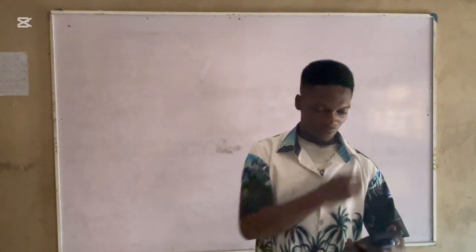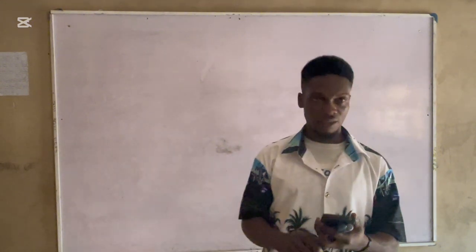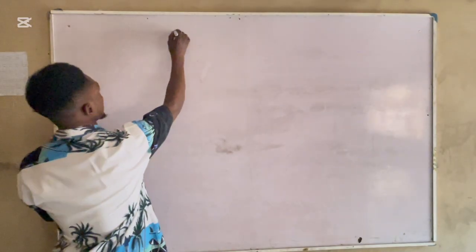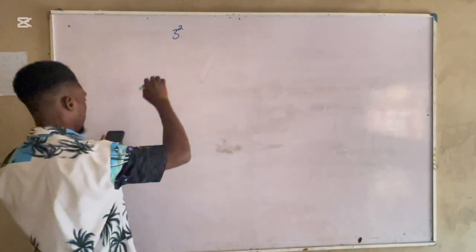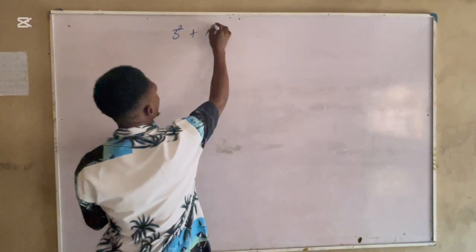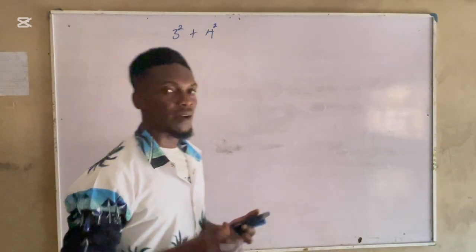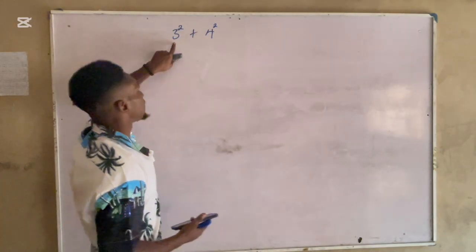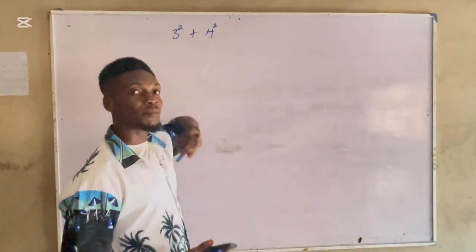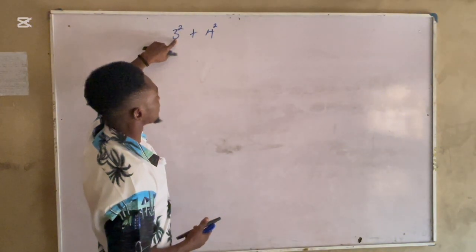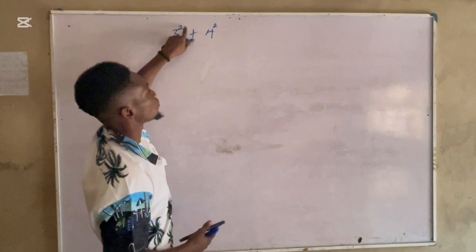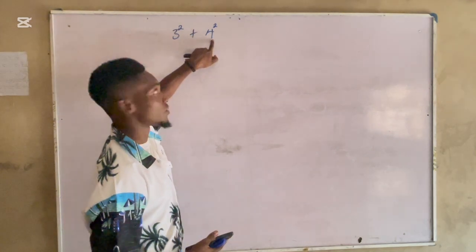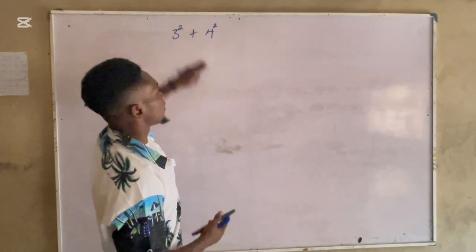So the first question we have here says, what is the value of 3 raised to power 2 plus 4 raised to power 2? Now, I'll first of all explain what this means. When you see something like 3 raised to power 2, what it simply means is that you are multiplying this number 3 two times, plus this next number 4, you are also multiplying it 2 times. So I will break this down.